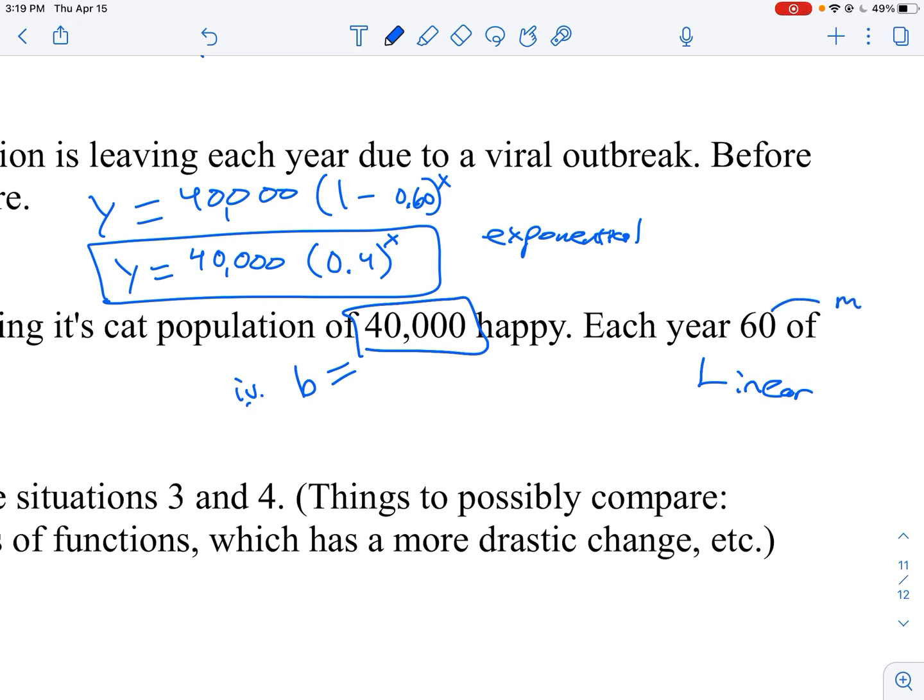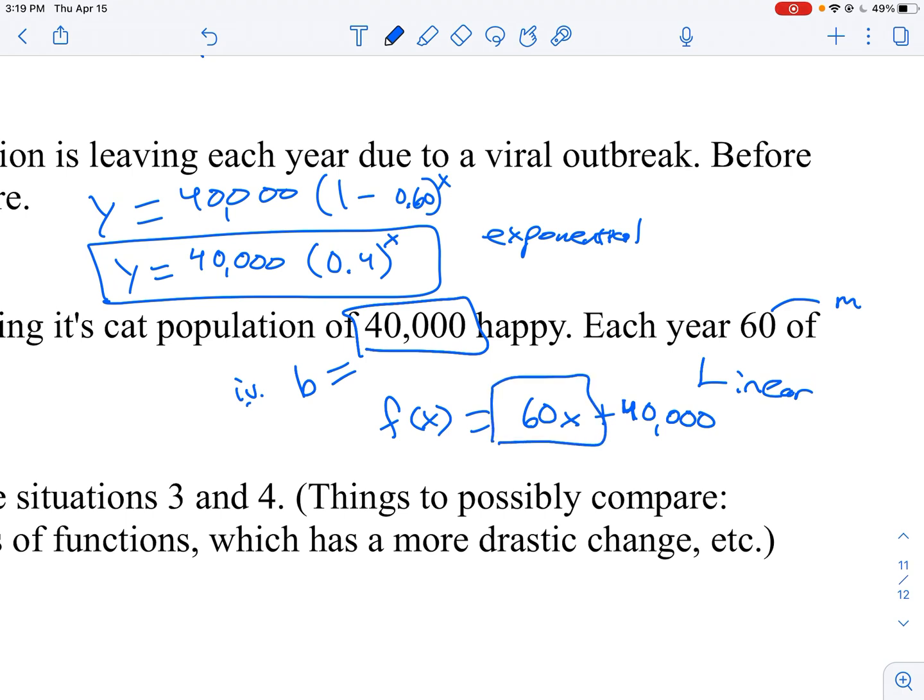And then the 60 here, this is what it's changing by. That's my slope. And so I'm going to write out my equation. And let's do function notation this time. We'll do f of x equals, and it's mx plus b. My m value is 60, and my b value is 40,000. But there is something missing on this.